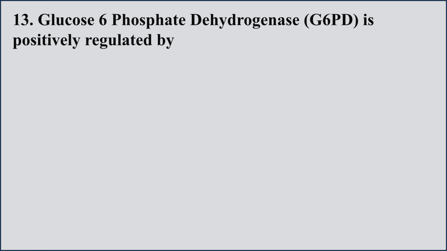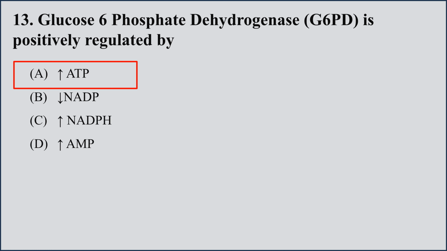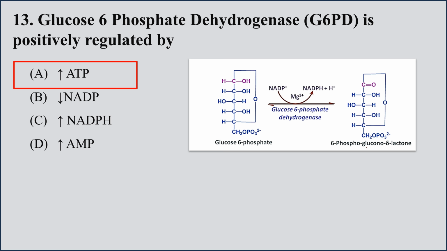Question number 13. Glucose 6-phosphate dehydrogenase enzyme is positively regulated by: A. Increased ATP, B. Decreased NADP, C. Increased NADPH, D. Increased AMP. The right option is increased ATP. With increased ATP synthesis, there is increased demand of cellular energy levels, so it will require molecules for their activity. This is the first reaction in which glucose 6-phosphate is converted into 6-phosphogluconolactone with the help of the enzyme G6PD, in which NADP is converted into NADPH.